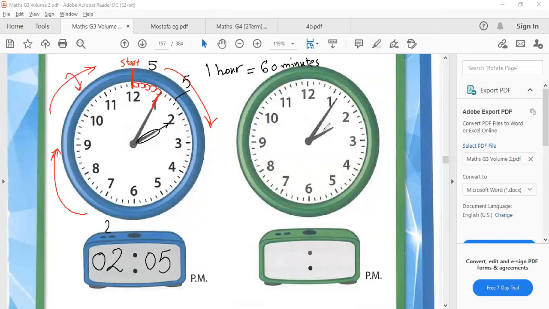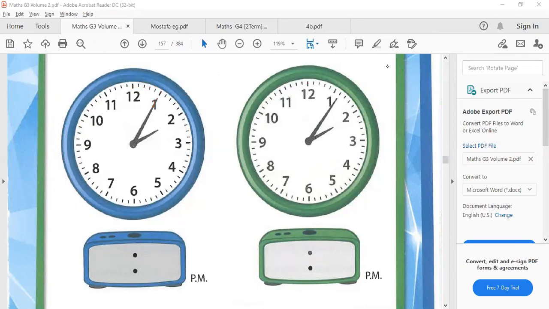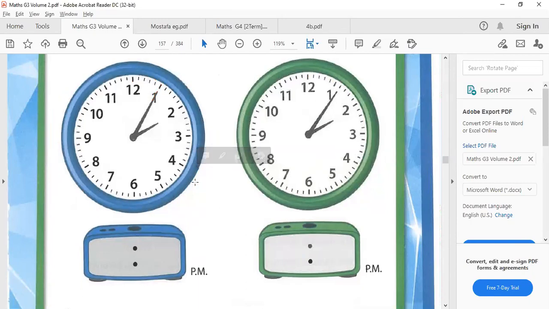The other clock that we have is 2 also. It will be 02. And how many minutes? We said that from 12 to 1, the next number, is 5 minutes. And after 5 minutes, we have another step, another minute. So it will be 5 plus 1 equals 6. So it will be 6 minutes. Here it will be 2 and 6 minutes. Okay, let's get more examples.